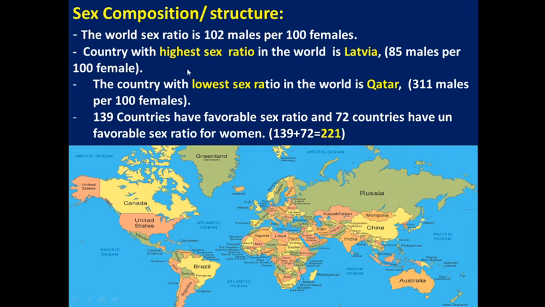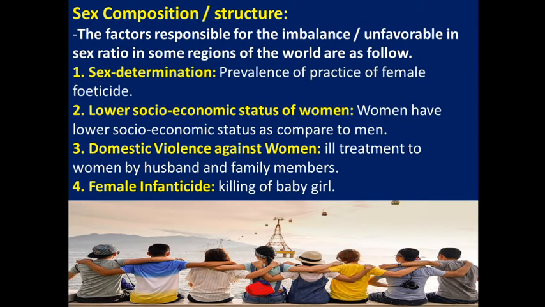So these are the two contrasting situations in the world: which country has the highest sex ratio and which country has the lowest sex ratio. In the world, out of 221 countries, 139 countries have a favorable sex ratio. That means females are more than males. And out of 221, 72 countries have an unfavorable sex ratio. That means the number of females is less than the number of males. So this is the world summary of the sex ratio, the sex composition and sex structure.